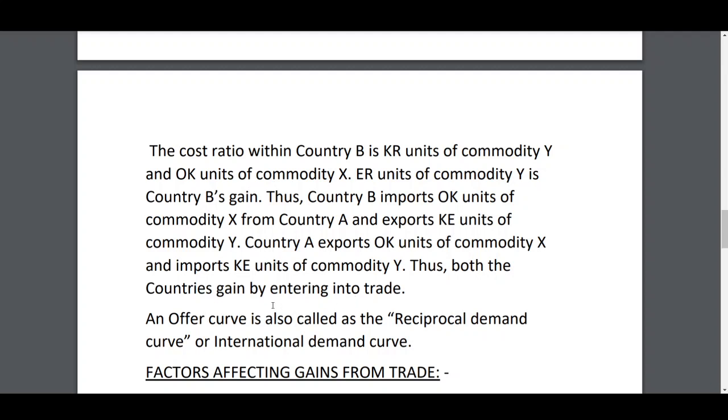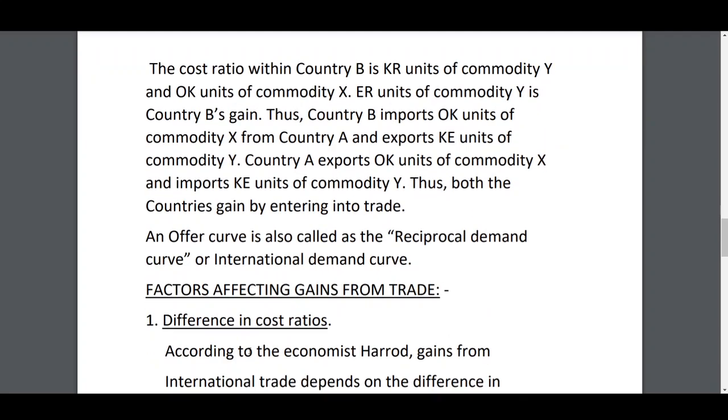One country is exporting, the other country is importing, and both of them are exchanging their commodities and entering into trade. So an offer curve is also called the reciprocal demand curve or international demand curve. The other name of the offer curve is what? Reciprocal demand curve or international demand curve.